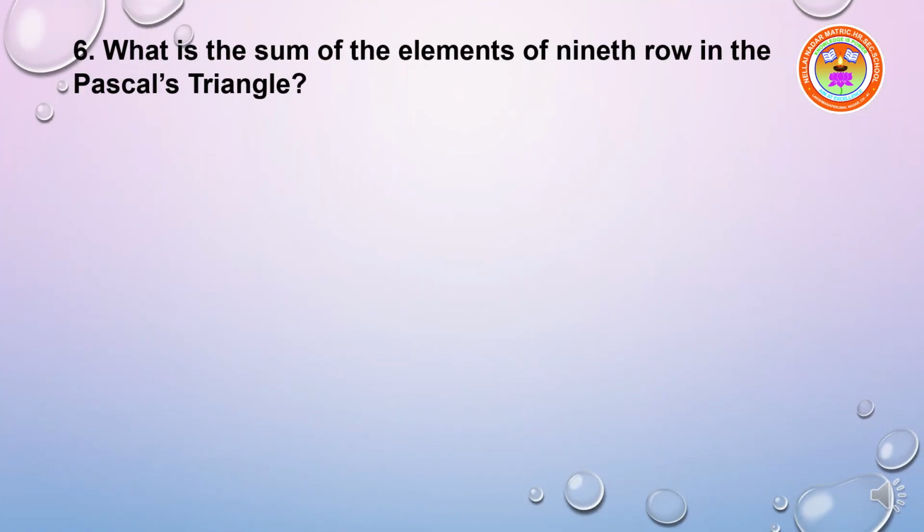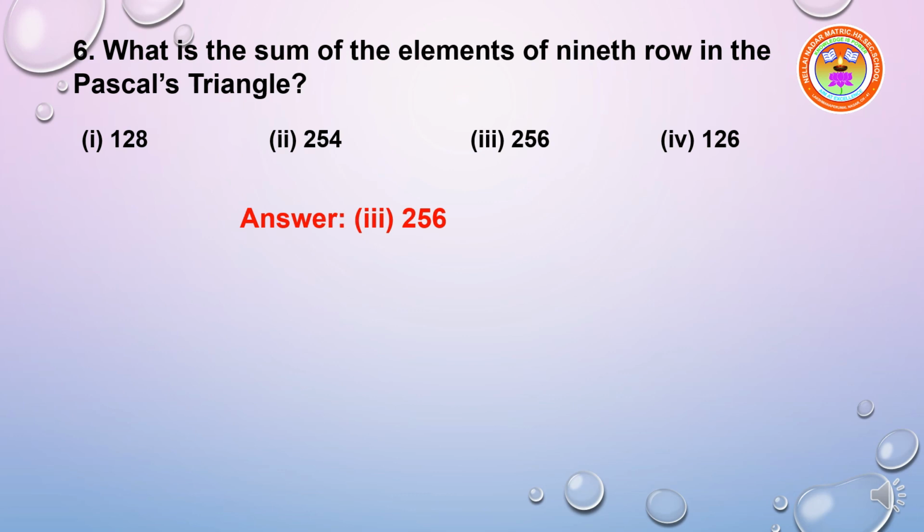Next question. What is the sum of the elements of the ninth row in the Pascal's triangle? Option 1, 128. Option 2, 254. Option 3, 256. Option 4, 126. So, we have to find the sum of the elements of the ninth row in the Pascal's triangle. Therefore, the answer is option 3, 256.